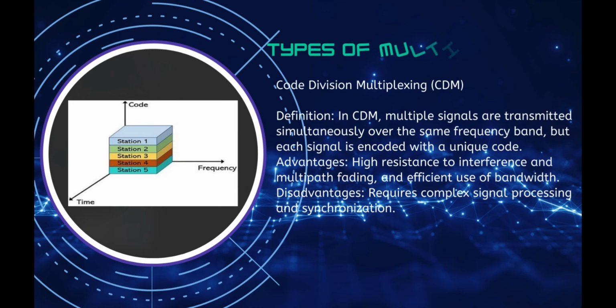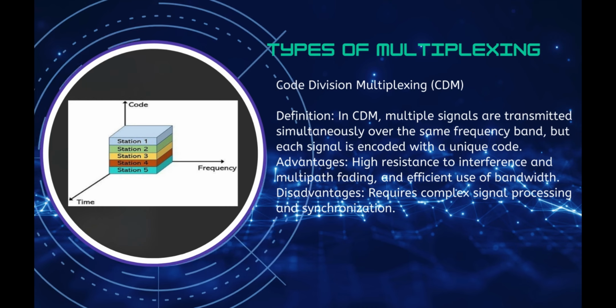Last but not least, code division multiplexing (CDM). Definition: in CDM, multiple signals are transmitted simultaneously over the same frequency band, but each signal is encoded with a unique code. Advantages: high resistance to interference and multipath fading, and efficient use of bandwidth. Disadvantages: requires complex signal processing and synchronization.